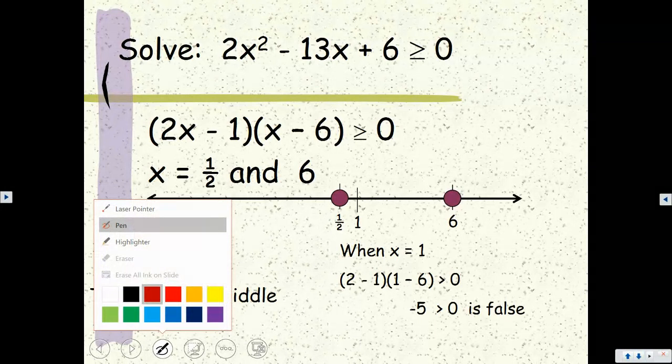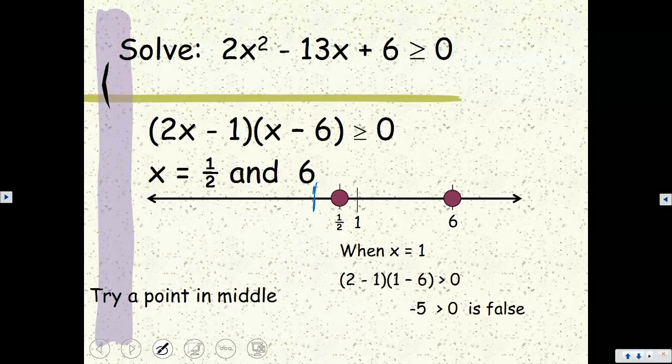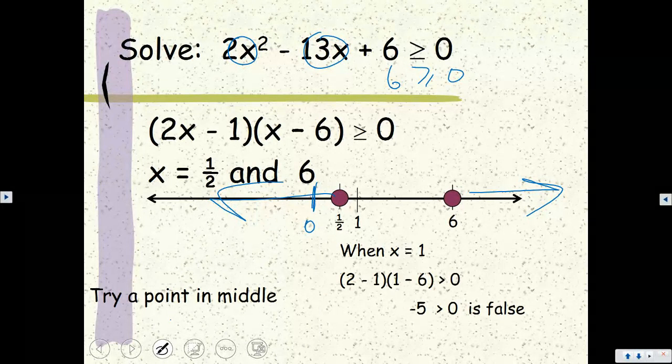Now, maybe it would have been easier if I had just done what happens when x is 0. X is 0 is on the outside. If you put a 0 in here, you'd get 6 is greater than or equal to 0. Now, if the outside works, then everything on the outside will work. So maybe that would have been easier. But either way, the inside doesn't work and the outside does work. If you picked a number like 7, it would be a true statement if you plugged it in for x.